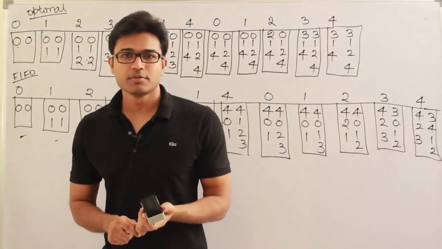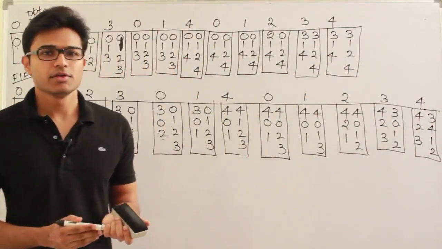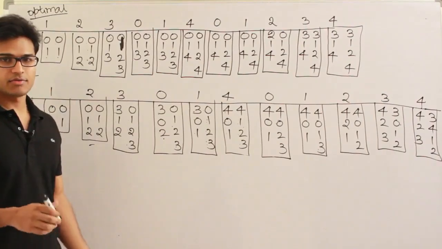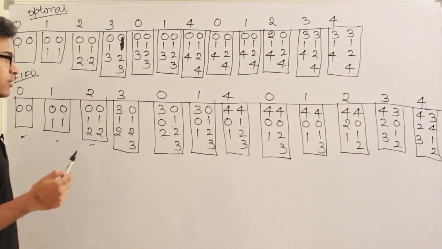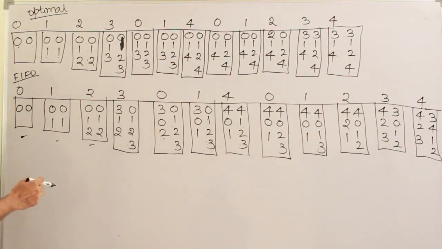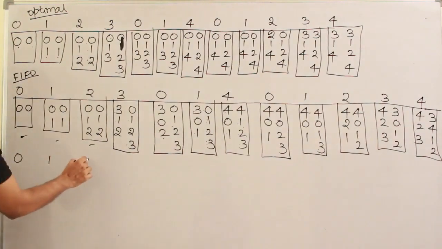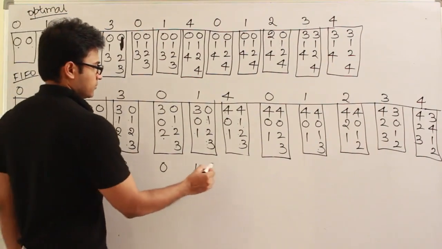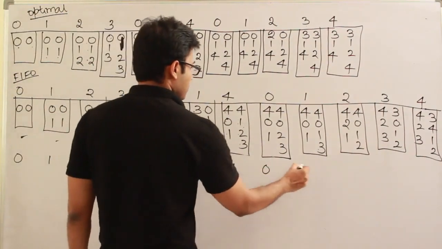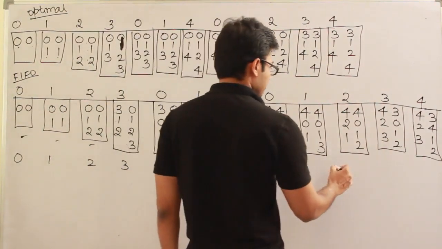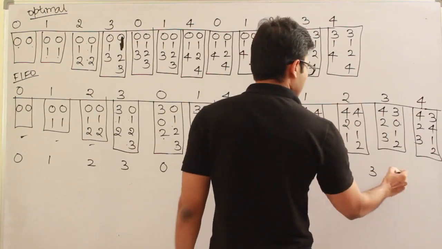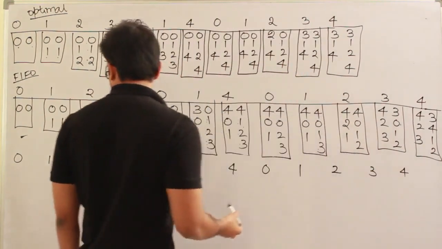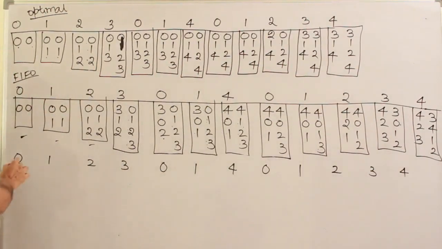Now let's use the same reference string and let's see how the LRU behaves, and let's examine if LRU has the stack property or not, if LRU is a stack algorithm or not. Okay. So the same reference string 0 1 2 3 0 1 4 0 1 2 3 4. Okay. And now 0 is referred.